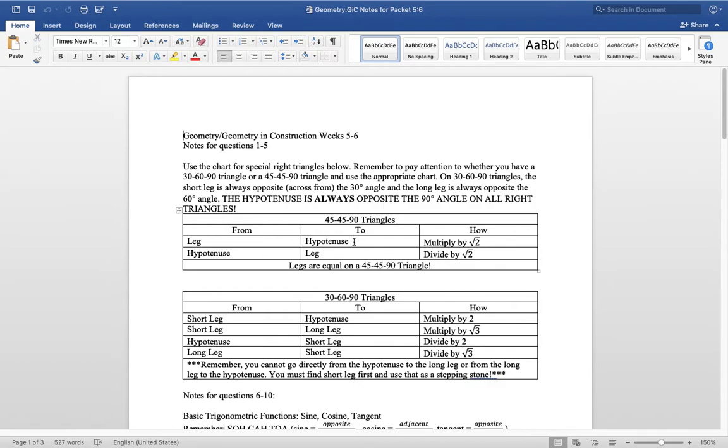To go from the leg to the hypotenuse, you're going to multiply by the square root of 2. To go from the hypotenuse to the leg, you're going to divide by the square root of 2. And then also remember that the legs are equal on a 45, 45, 90 triangle.